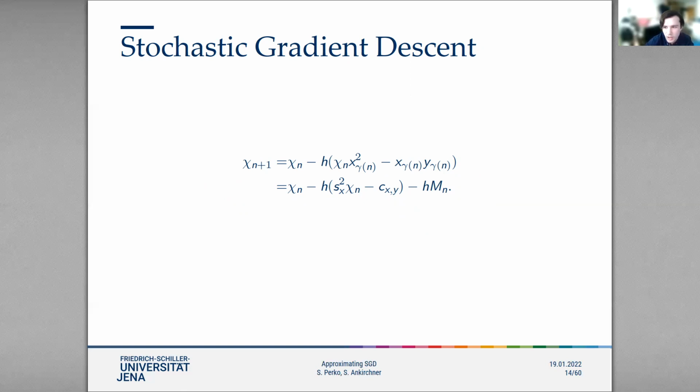So with this, we can decompose the stochastic gradient descent, or SGD step, into this first part, which is basically what it does on average. And then we have to correct by this h times M_n term, where M_n measures the difference between the sampled gradient, or the gradient due to a single sample point, and the average gradient. So this M_n part will have conditional expectation, which is just 0, but it will have a variance.